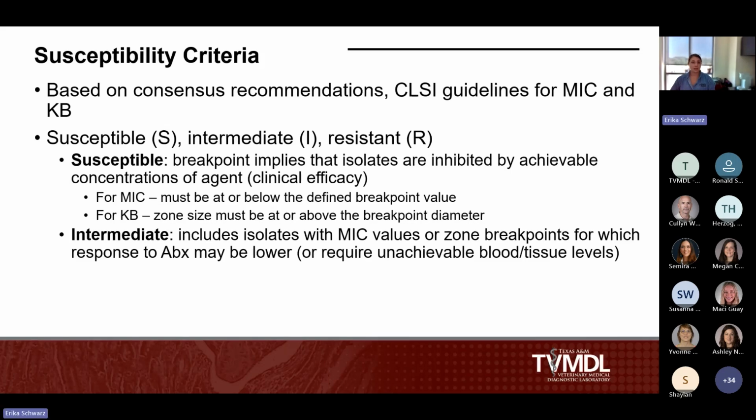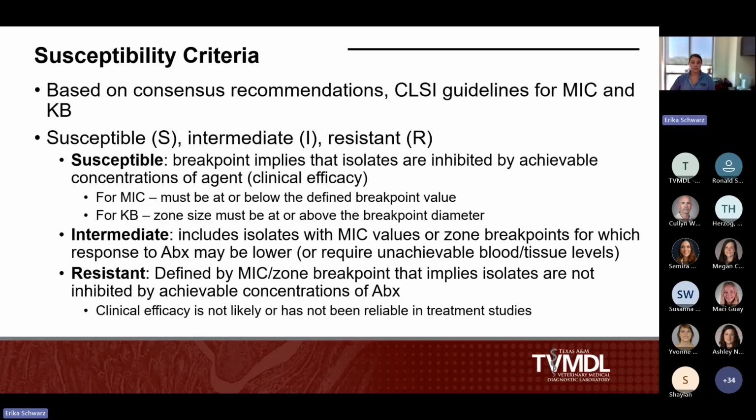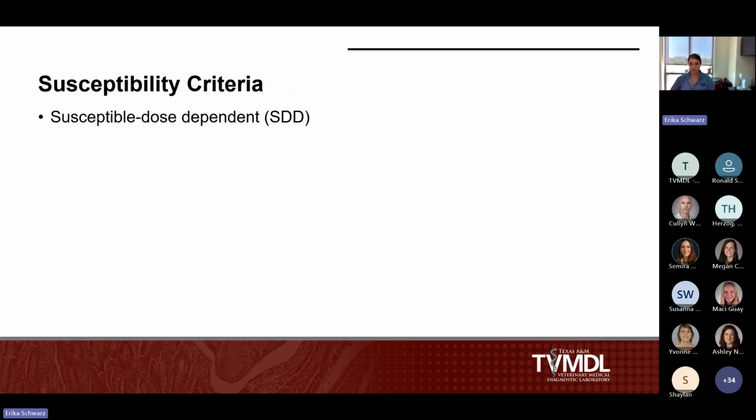Intermediate means that for isolates with MIC values or zone breakpoints in this category, the response to antibiotics might be lower, or it might require unachievable blood or tissue levels of antibiotics to be effective. Resistant is characterized by a MIC or zone breakpoint that implies that the isolate will not be inhibited by achievable concentrations of antibiotics. And so clinical efficacy is not likely or hasn't been reliably shown in treatment studies.